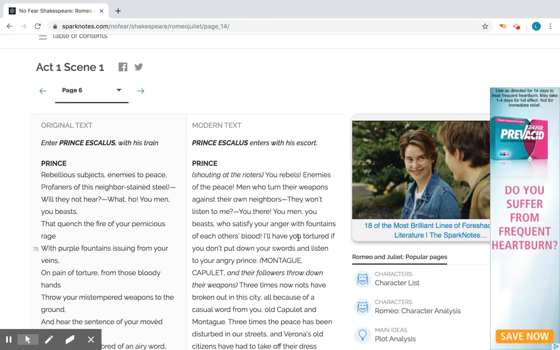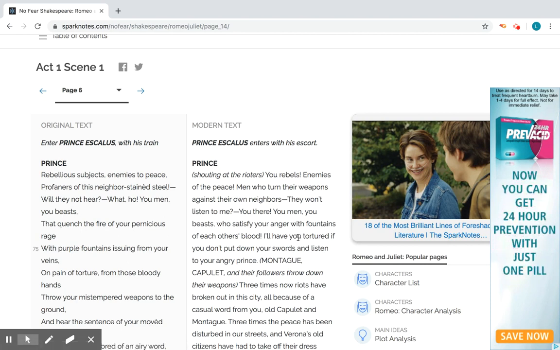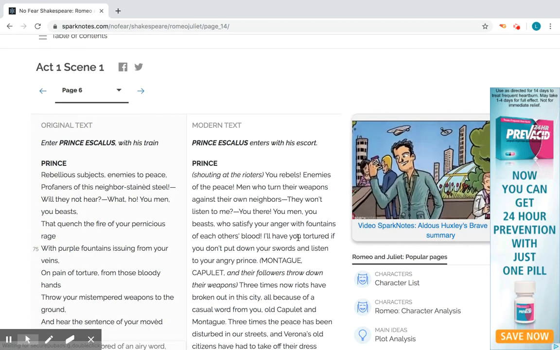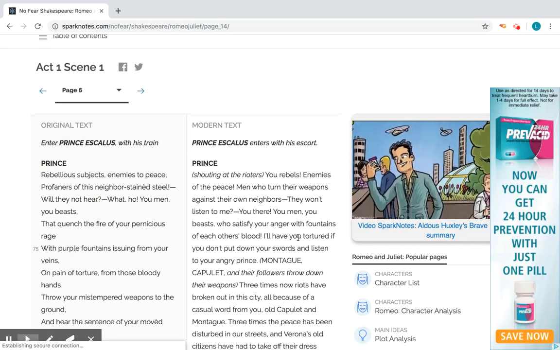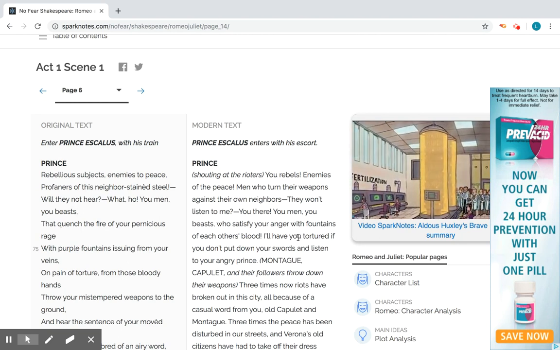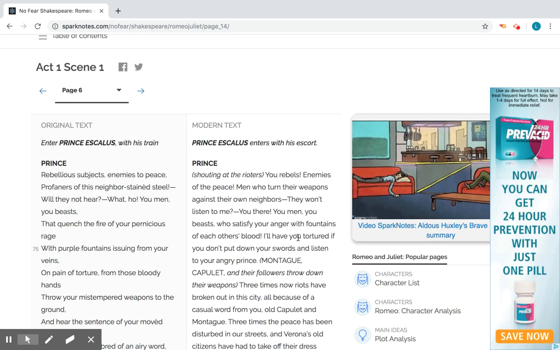Enemies to peace. All right, so here we have this fight now has started with the servants. It becomes a cousin Tybalt, you know, the nephew of Montague. Mr. and Mrs. Capulet arrive. Mr. and Mrs. Montague arrive, and they're all fighting. And now the prince, kind of like the leader of the city, shows up, and he pretty much puts him on the spot here, and this is what he says.